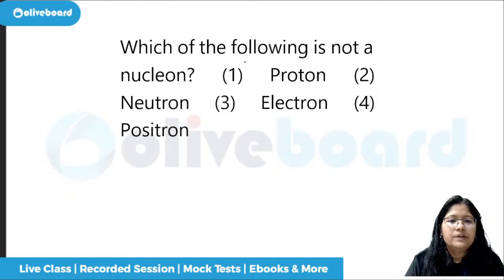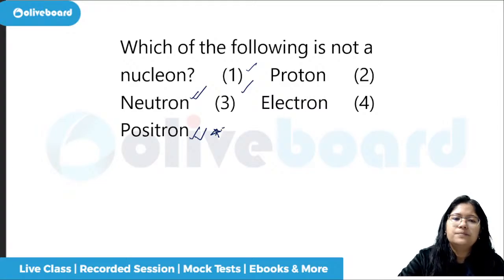Which of the following is not a nucleon? We know that proton, electron and neutron are there. So these three will not be the answer. Eliminating, we are left with positron. So positron is the correct answer.